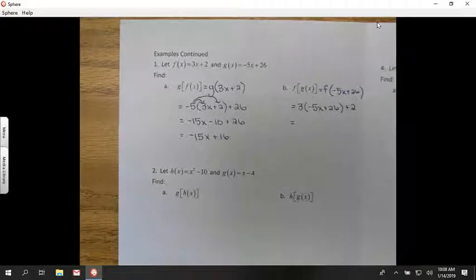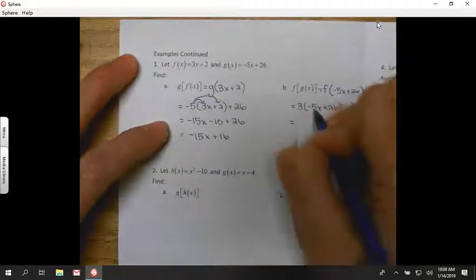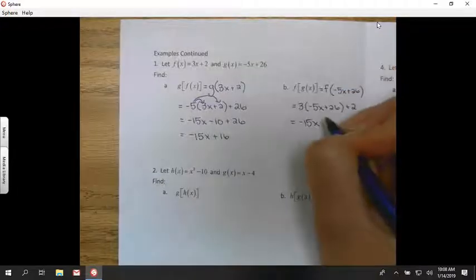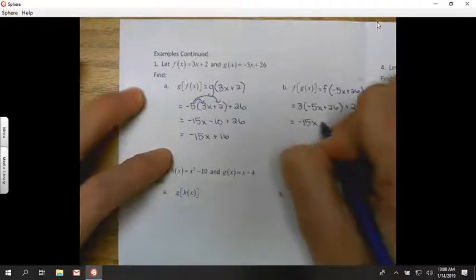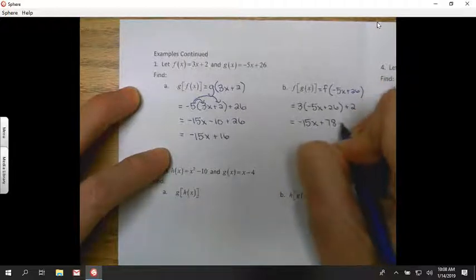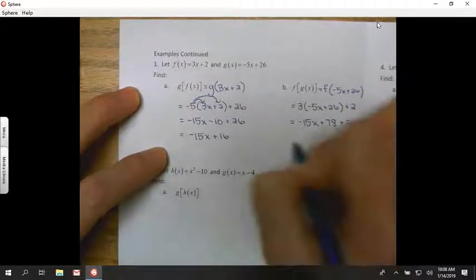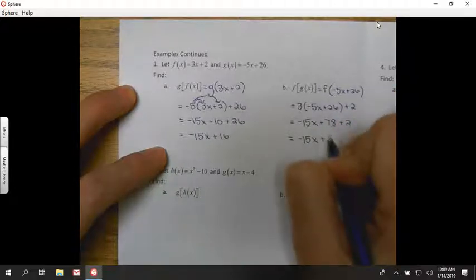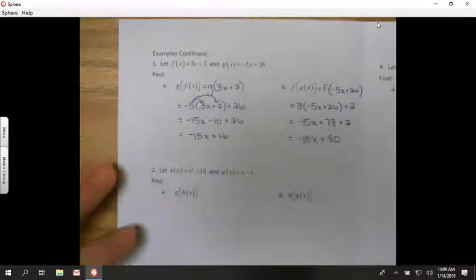Same idea, you still have to distribute that 3 to everything inside of the parentheses. So 3 times negative 5x gives me a negative 15x. 3 times 26 gives me 78. And then I'm still adding that 2. Once I combine my like terms, negative 15x plus 80. Okay?